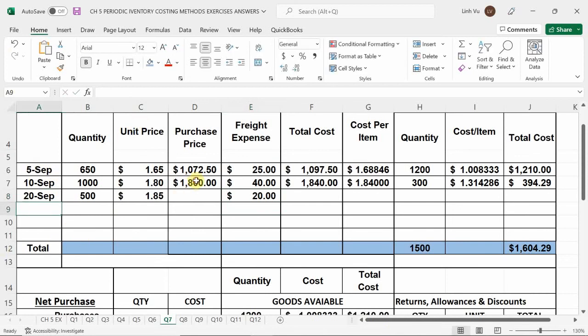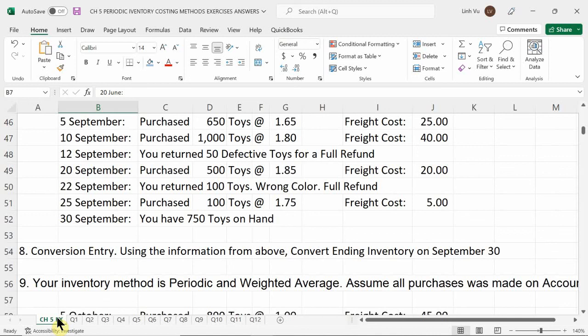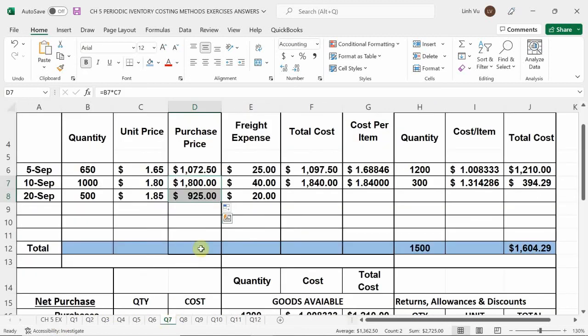Okay, so purchase price, $925. $925 plus $20. Was it $20? $945. Yeah. Yeah, $20. Okay. Which should roughly give you $1.89 per item. Okay.